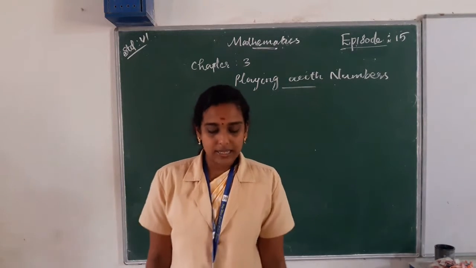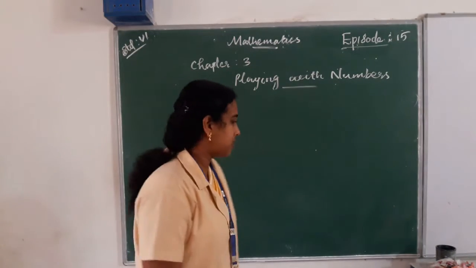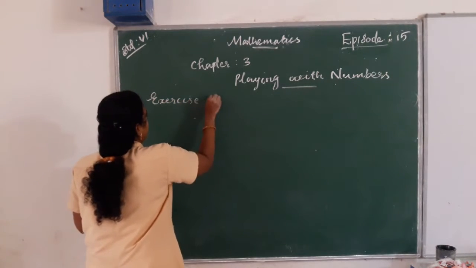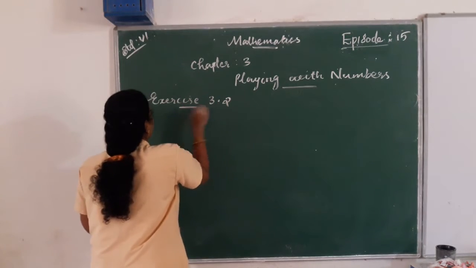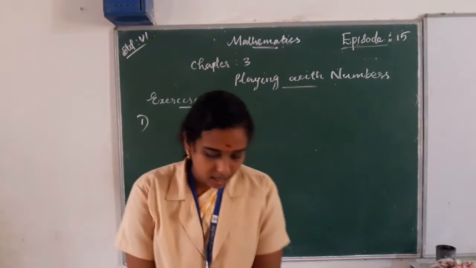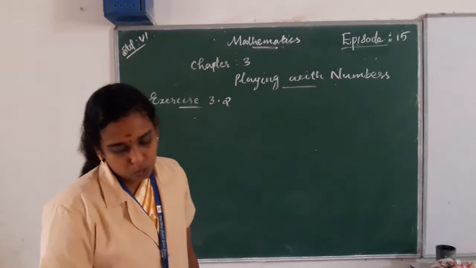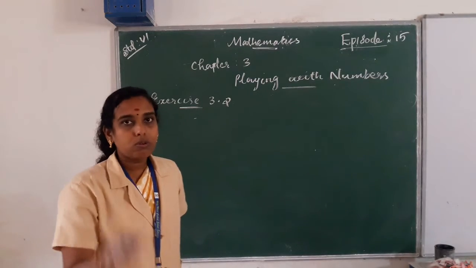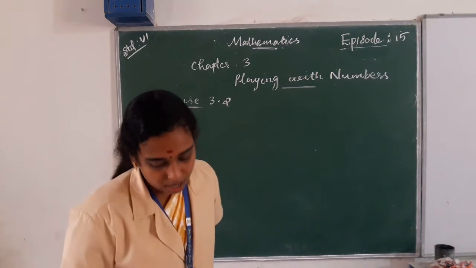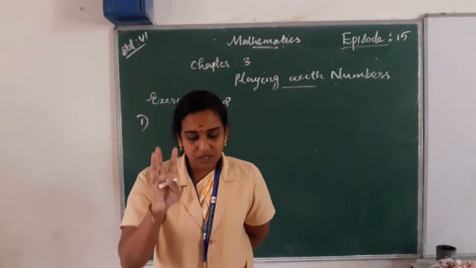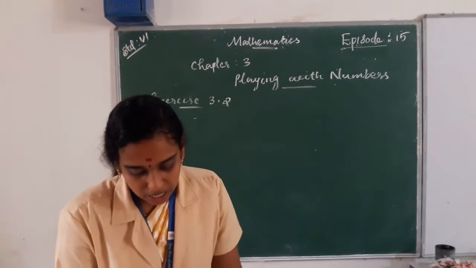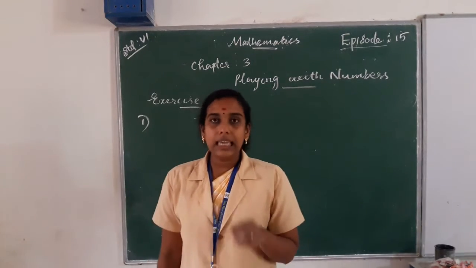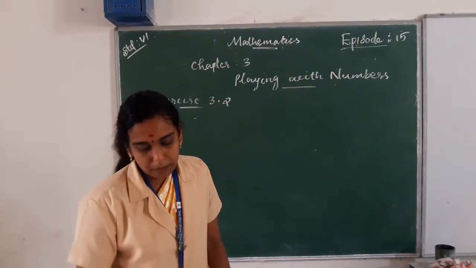The first question in exercise 3.2 is: what is the sum of any two, A, odd numbers, and B, even numbers? There are two sub-questions in question number 1. First one is odd numbers. What is the sum of any two odd numbers? If we add any two odd numbers, then we get an even number. So the sum of any two odd numbers is an even number.